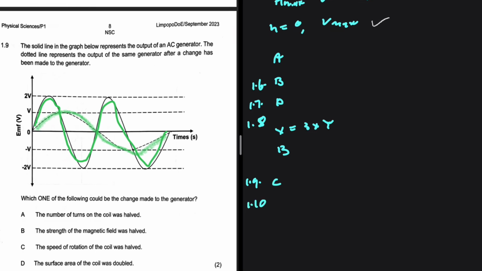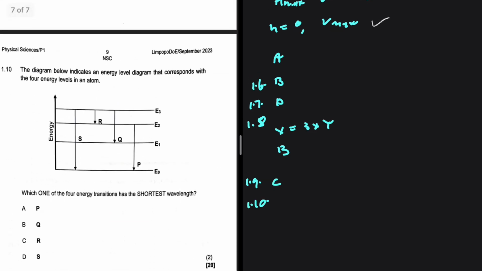And 1.10. The diagram below indicates an energy level diagram that corresponds with the 4 energy levels in an atom. Which one of the 4 energy transitions has the shortest wavelength? Shortest wavelength or highest frequency. The higher the frequency, the higher the energy. So option D.